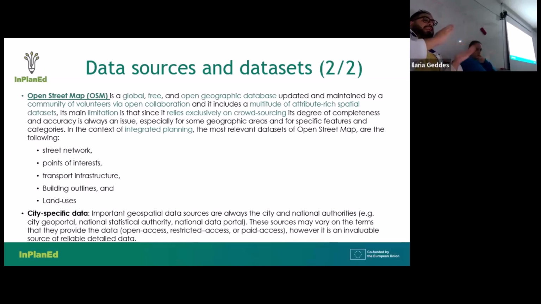Of course, it differs from city to city. For example, Athens is different from Thessaloniki or from Nicosia. But you should have in mind that as time goes by, its reliability goes higher. And also, always look for the city-specific data. Look for the GIS portal of the municipality, the statistical authority of the country, and probably you will find some very valuable data to work with.